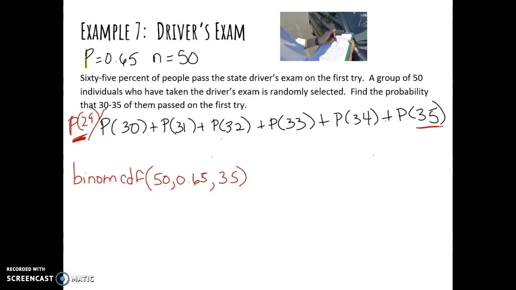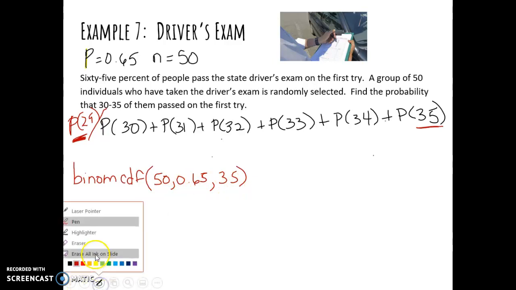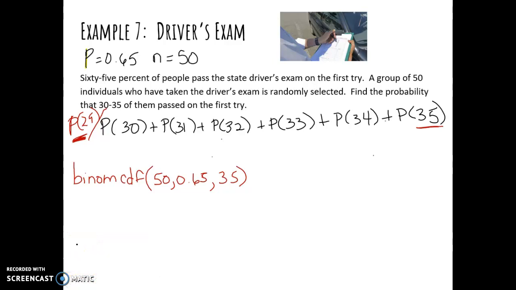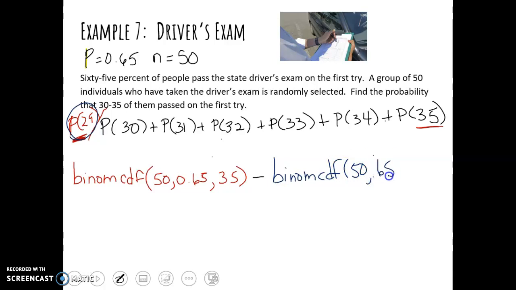So what we could do is find the probability from 0 up to 35 by doing binomial CDF 50, 0.65, 35, and then we can subtract from 0 to 29, and then that will leave 30 to 35. So 29 would be binomial CDF 50, 0.65, 29. We would do 29 because we still want to include 30 up through 35, and then we would subtract those two.